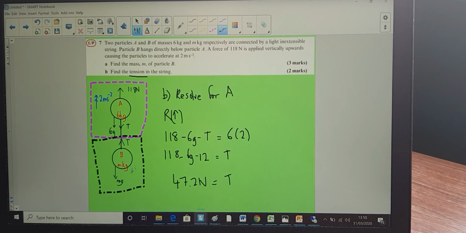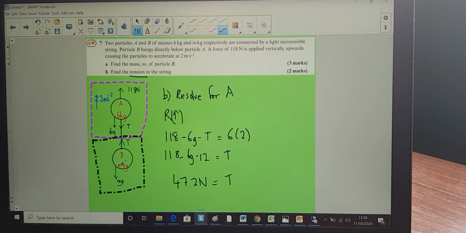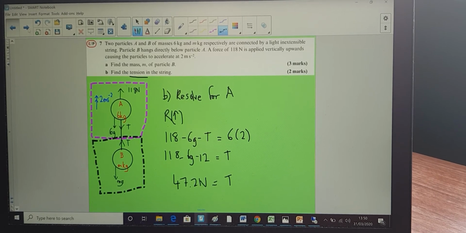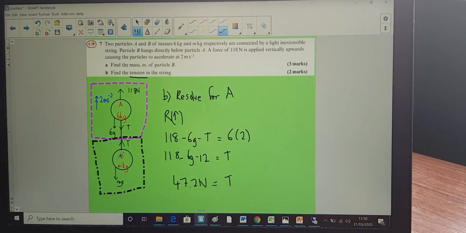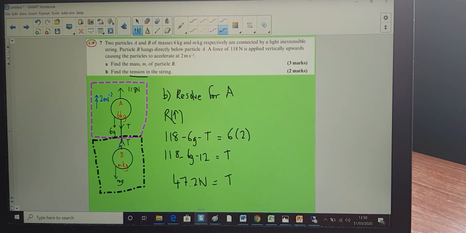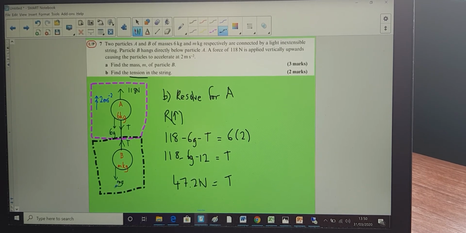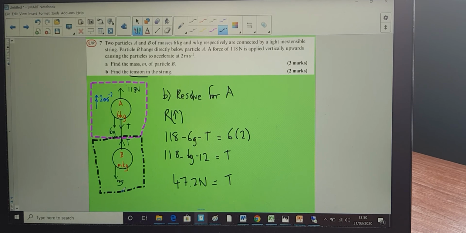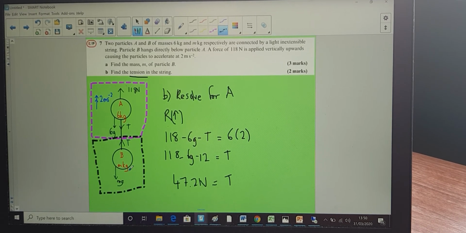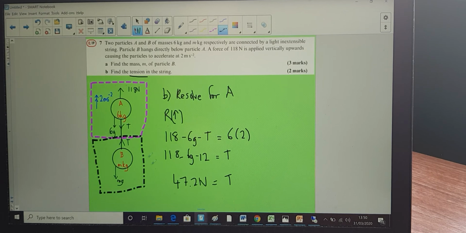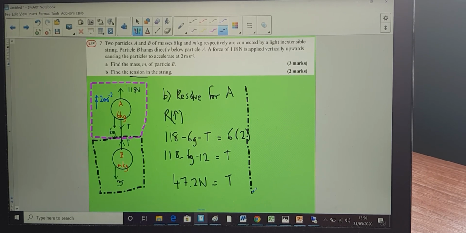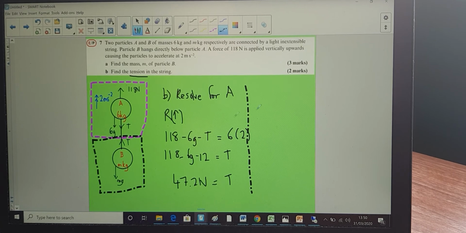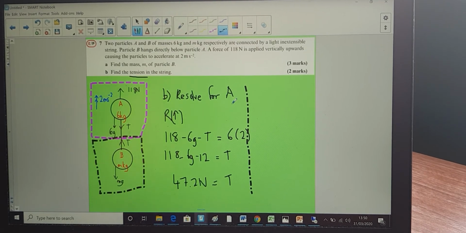So a good exercise for you would in fact be, why don't you resolve for B? Because you worked out in the previous question that M was equal to 4, was it? Yep, M was equal to 4. So then you could do T minus mg, that might even be easier actually, is equal to the mass times the acceleration, because those are the only forces acting on this one here. Yeah, so why don't you try and resolve for B and then see if you get the same answer.